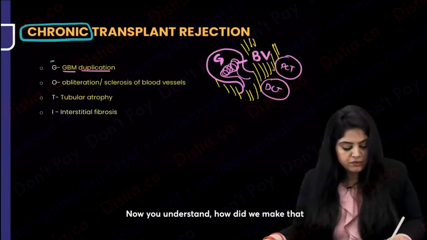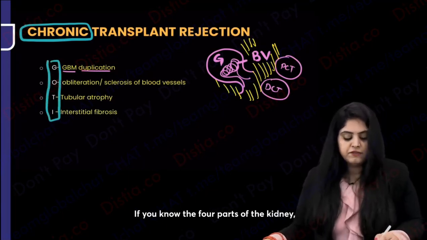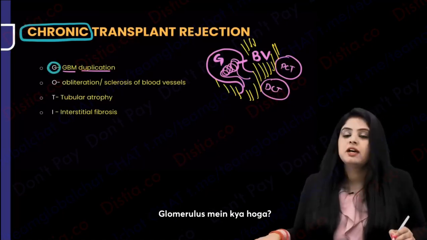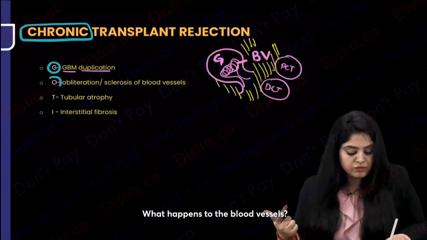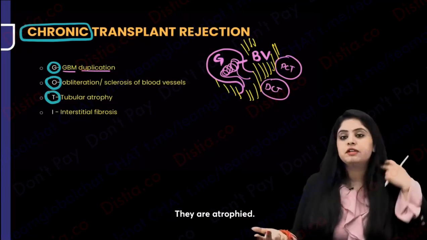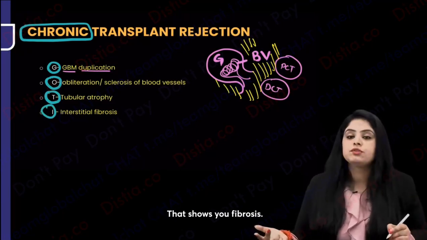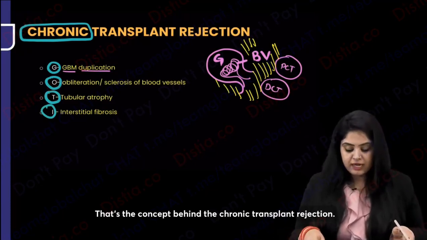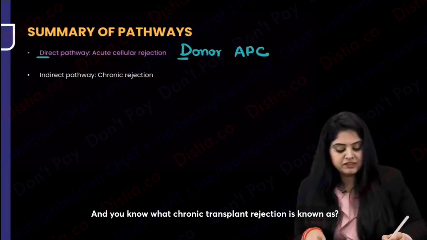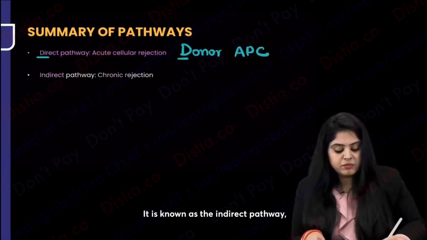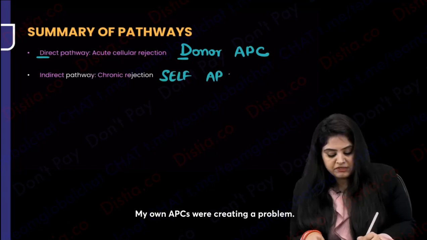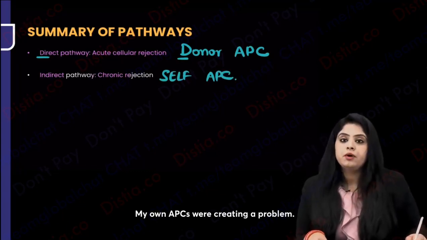Now you understand how we came to that GOTI mnemonic? If you know the 4 parts of the kidney, everything is having one problem. Glomerulus mein kya hoga? The basement membrane duplicates. What happens to the blood vessels? They are obliterated. What happens to the tubules? They are atrophied. And what is happening to the interstitium? That shows you fibrosis. That is the concept behind chronic transplant rejection. And you know what chronic transplant rejection is known as? It is known as the indirect pathway, because whose APCs were creating a problem? My own APCs were creating a problem.